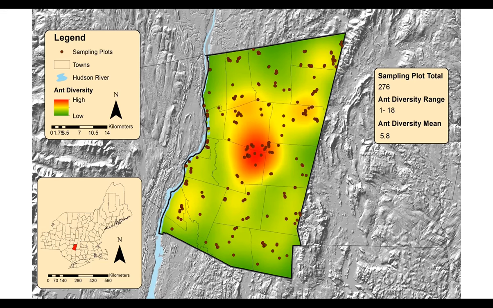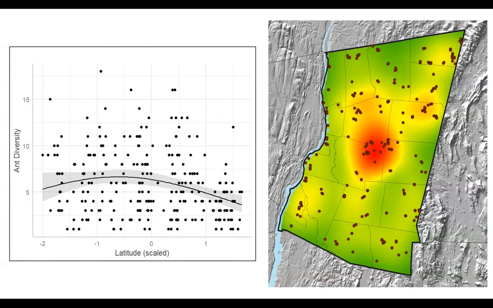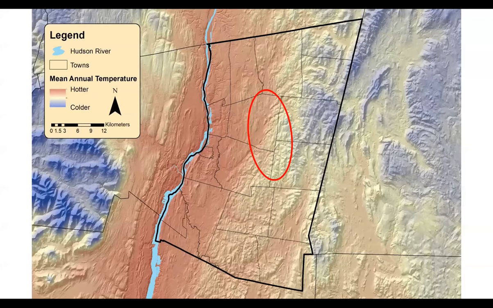But this is kind of interesting. If we look at how latitude affects ant diversity in Columbia County, we get what we call a quadratic relationship. It's like this reverse U, where there's a peak right in the middle. It's not a huge peak or anything, but it is interesting that at the lower latitudes, in the southern areas, you're getting fairly high diversity, maybe higher than the northern latitudes, though there is quite a bit of variation in here. And then it peaks about mid-latitude. And that's what we're seeing in this map.